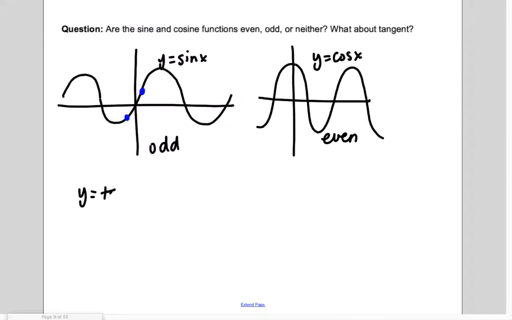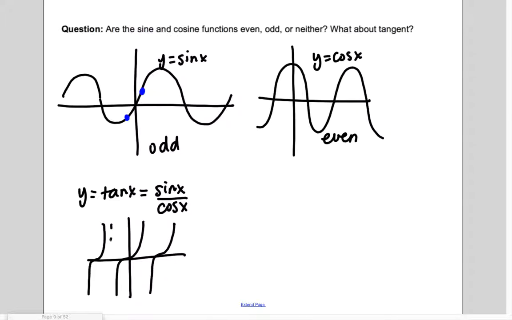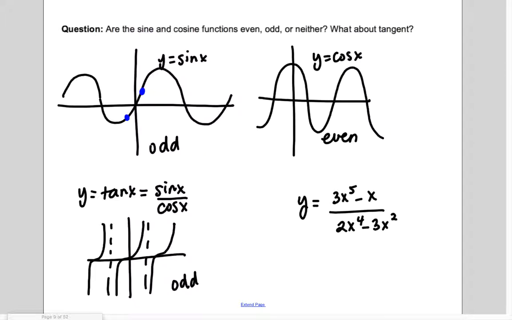Tangent? It's an odd over an even. And if you look at the graph, it's odd. Right. So if you have a function that looks like 3x to the fifth minus x over 2x to the fourth minus 3x squared, this ends up being odd. Because when you have an odd divided by an even, or an even divided by odd, the odd wins. It's going to be odd. You can test them, but it works out that way.